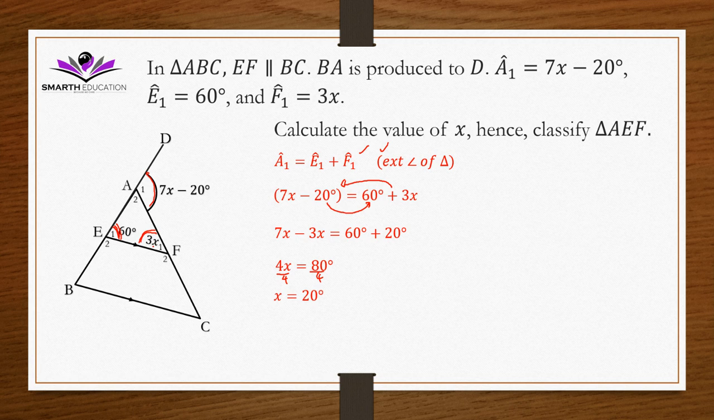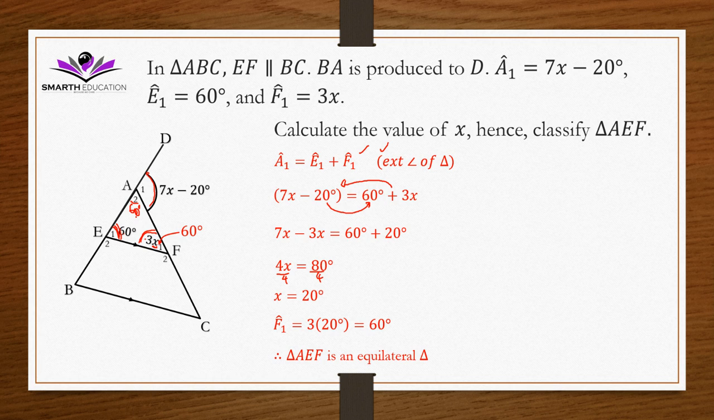Now, when we put 20 where there's x, 3 times x gives us 60 degrees. You see that? So this triangle is actually an equilateral triangle, because this angle is also going to be 60 degrees. 60 plus 60 is 120, and 180 minus 120 is 60 degrees. So this is an equilateral triangle. Okay, right.